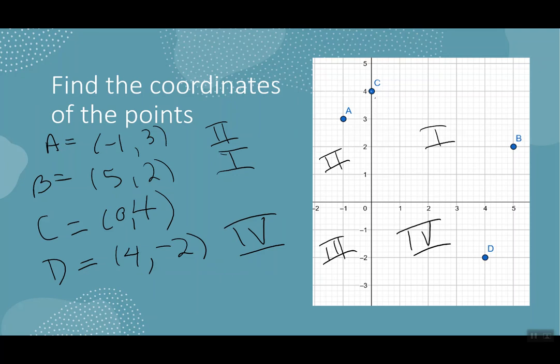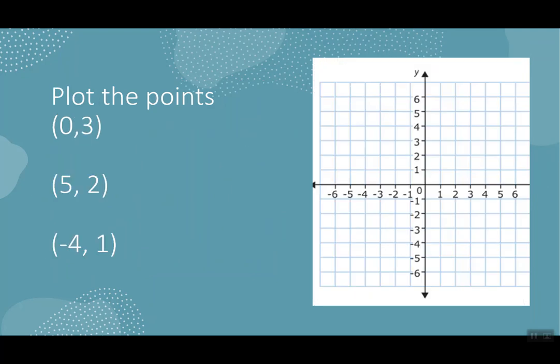Let's point out, since we're right here, that C, where it is just touching the y-axis, we call that a y-intercept. If I had something on the x-axis, and let's put something there like 3, then this would be an x-intercept. So not in a quadrant, but on the axis. Okay. So we're going to plot a few more points. As we go, we'll talk about quadrants again, just so we reinforce that idea.